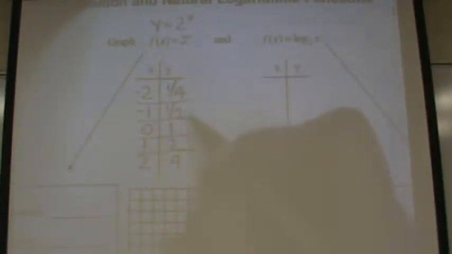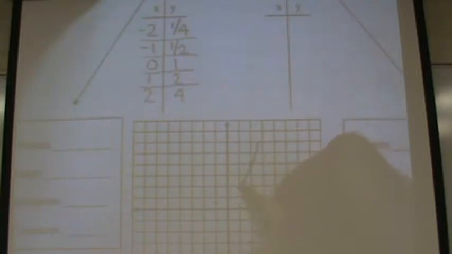Okay, now we're going to graph these 5 points. How do you graph -2, 1/4? Well, you start at the origin, you go 2 to the left and up a 1/4. Then -1, 1/2, 0, 1, 1, 2, and 2, 4. The shape of this, you all know very well what it looks like. That's the exponential function.